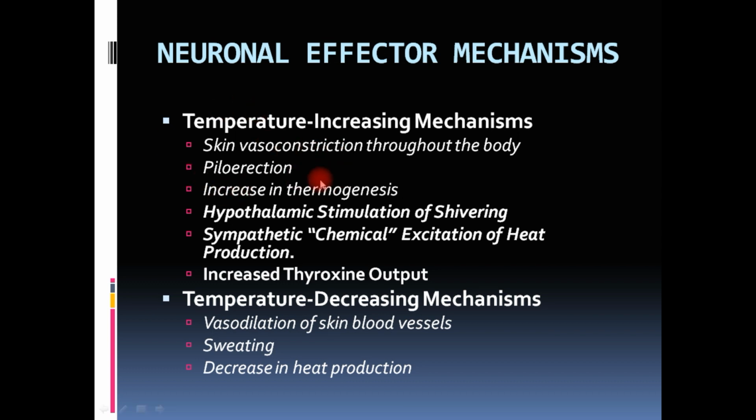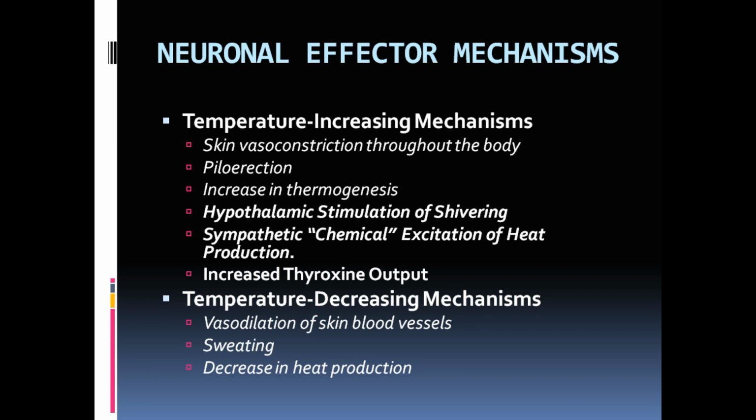Then the third mechanism is increase in thermogenesis. That means by the help of chemical mediators, let it be epinephrine and norepinephrine, let it be thyroxine, let it be exercise or any other thermogenic mechanism, there occurs an increase in the thermogenesis inside the body to increase the body temperature. Then comes the hypothalamic stimulation of shivering.